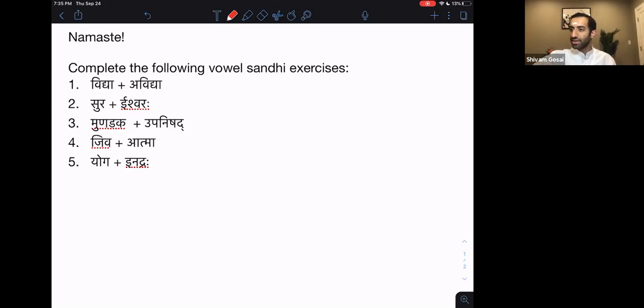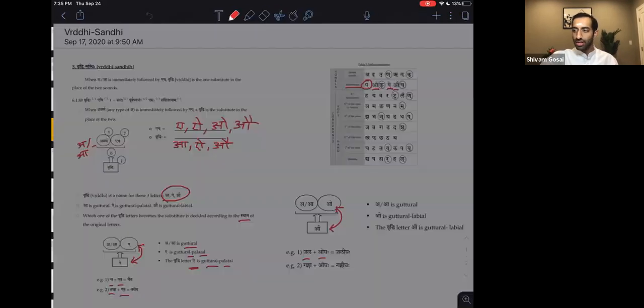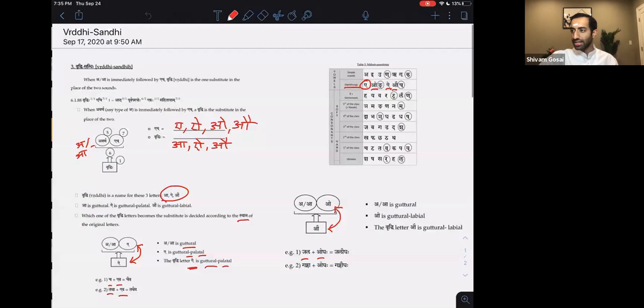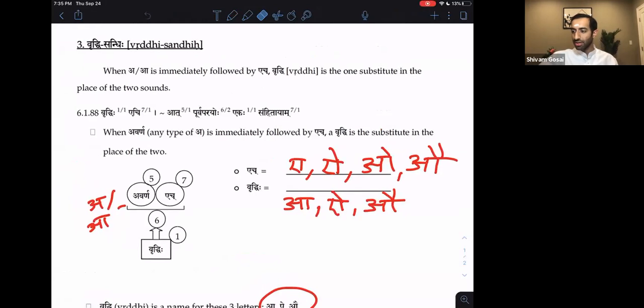Okay. So let's continue. We're going to go to vrddhi-sandhiḥ. We were looking at vrddhi-sandhiḥ last time. It's in our Sandhi book. You can tell me what page it's on so everyone else will find it there.